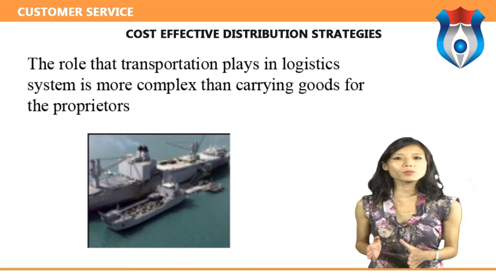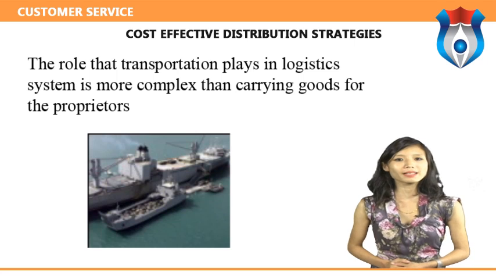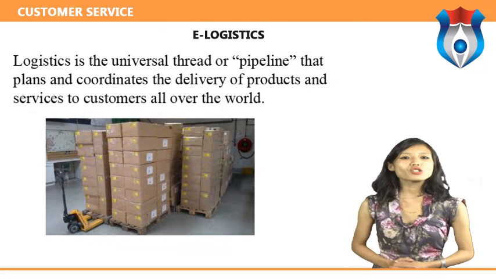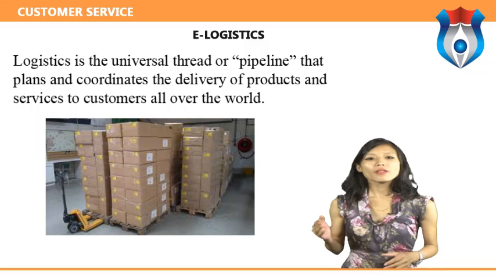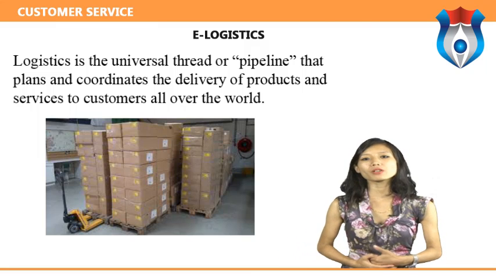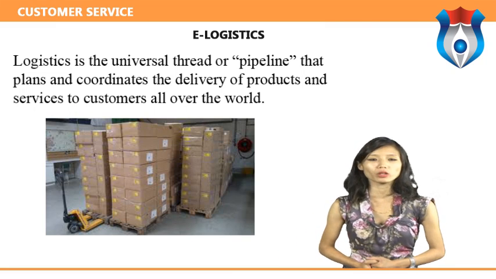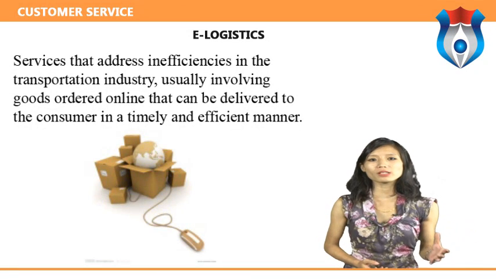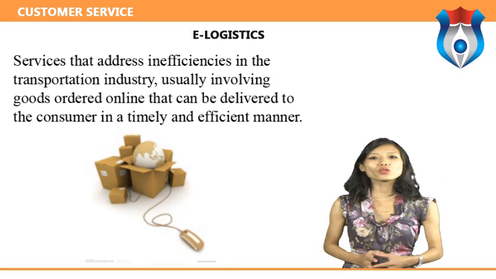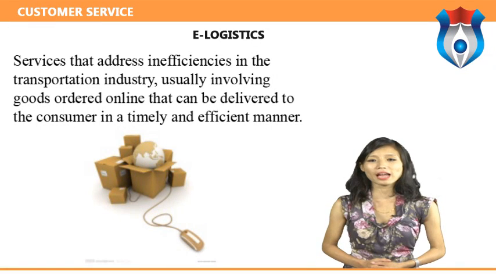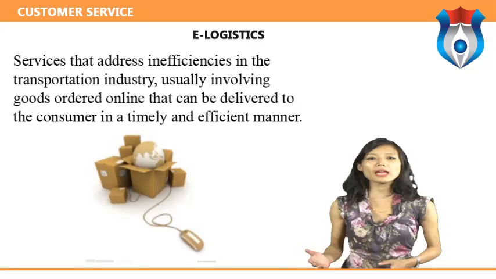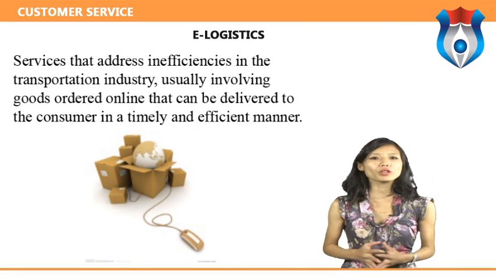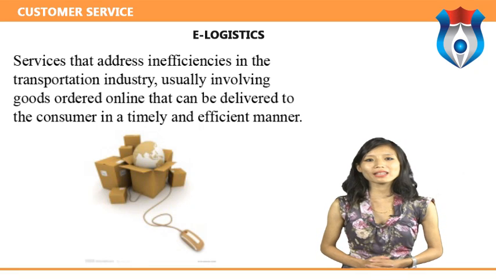Transportation. The role that transportation plays in logistics systems is more complex than carrying goods for the proprietors. Logistics is a universal thread of pipeline that plans and coordinates delivery of products and services to customers all over the world. Let's discuss e-logistics. Services that address inefficiencies in the transportation industry, usually involving goods ordered online that can be delivered to the consumer in a timely and efficient manner. The service might include any of the following: order entry, order management, shipment and vehicle tracking, communication and reporting.